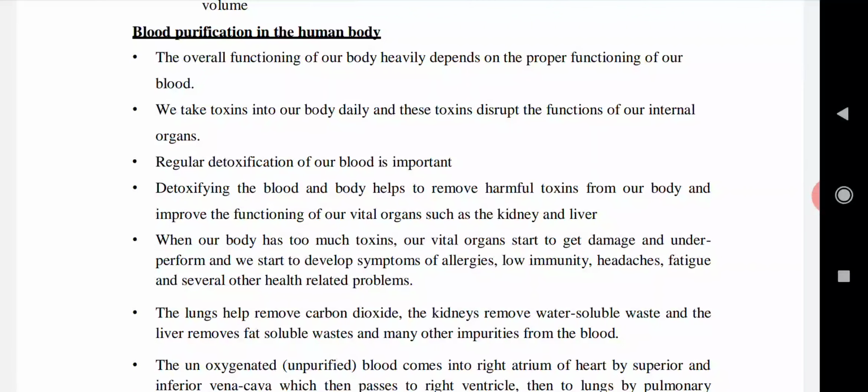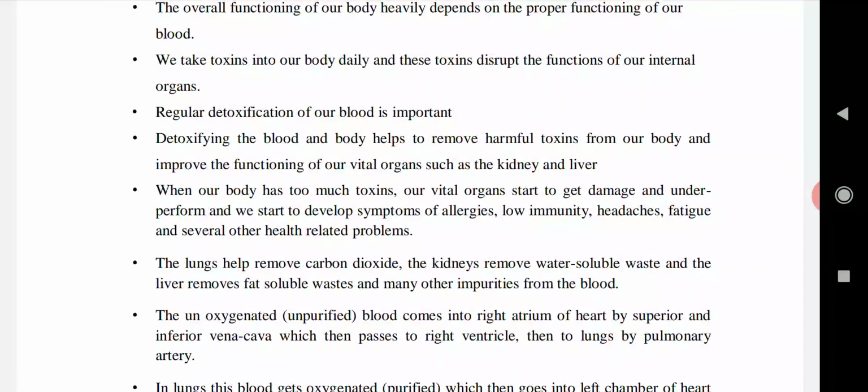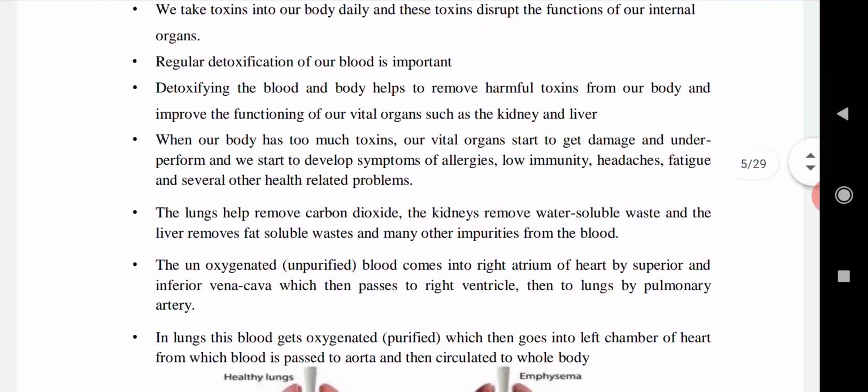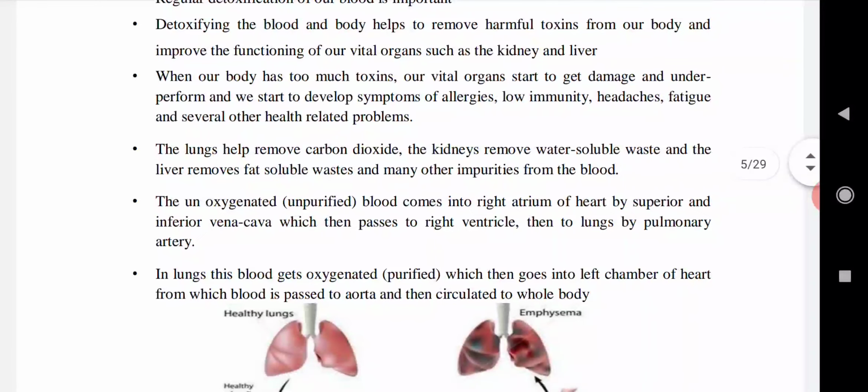Then regular detoxification of our body is important. We have to thoroughly detoxify our body. Detoxifying the body and blood helps to remove harmful toxins and improve the functioning of our vital organs such as the kidney and liver. When our body has too many toxins, that is, if many impurities are present, the vital organs may start to get damaged and underperform. We then show symptoms like allergies, low immunity, headache, fatigue, and other problems.